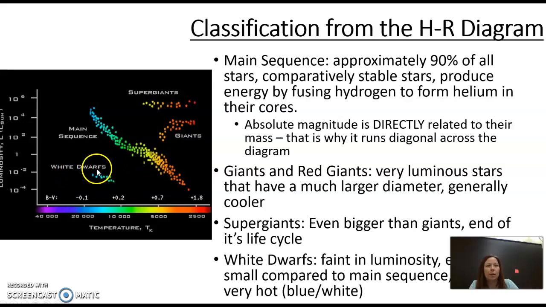And then we have our white dwarfs down here in the bottom corner. They are faint in luminosity, extremely small compared to the main sequence, and again, we'll get into the specifics later on, and generally very hot. So that's why they're in the more blue or white spectrum, which is why they get called white dwarfs, because they're white and hot, and they are very tiny.